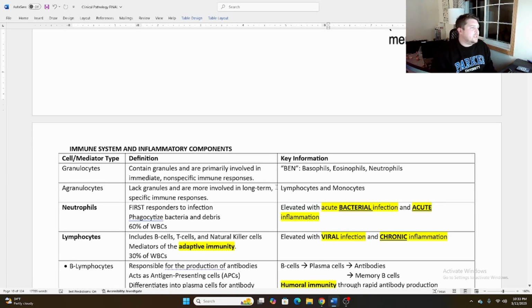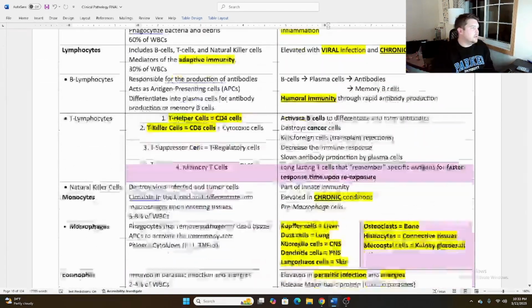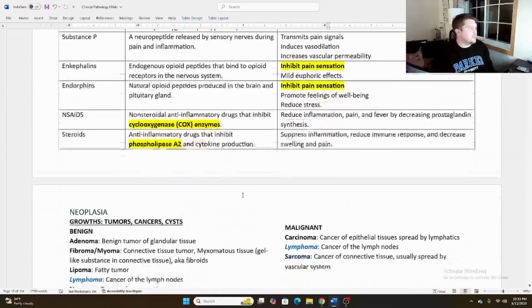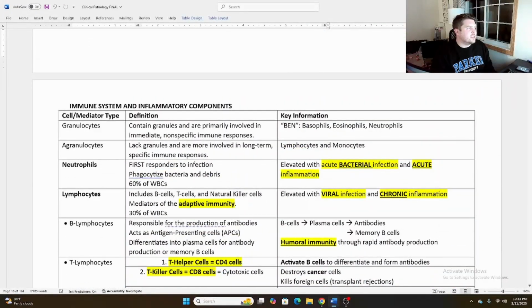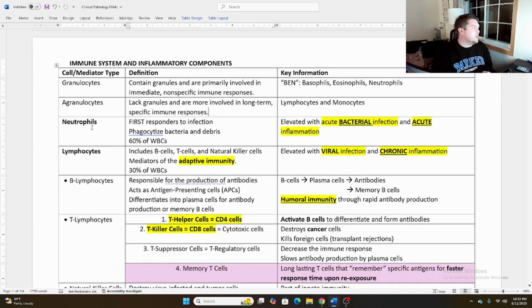Now, where we really get into some of the stuff that can get us into trouble with this exam is with all of the different inflammatory components. A lot of this is just going to be word recognition, understanding definitions, and then understanding where these are seen, especially when we talk about conditions of patients. So, for example, neutrophils.